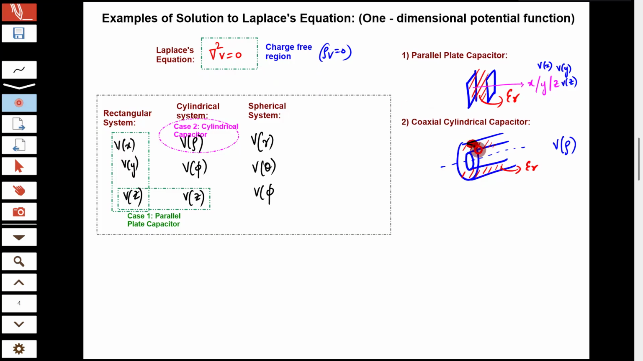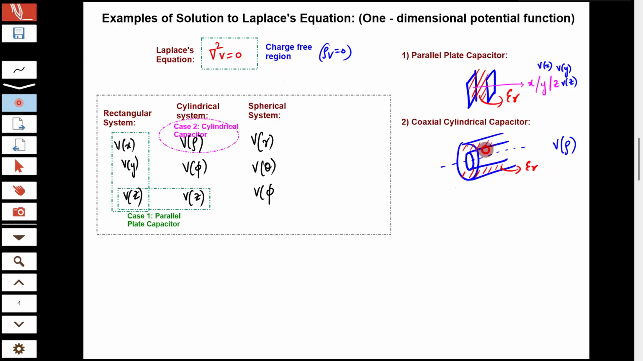Since the inner one and outer one differ in radius rho, we can estimate this difference in the potential as a function of rho. So this is another one-dimensional potential function which has the variable rho only. Now we can make use of this Laplace equation and find this one-dimensional potential function for rho. And similarly, we can estimate the capacitance of this cylindrical capacitor.